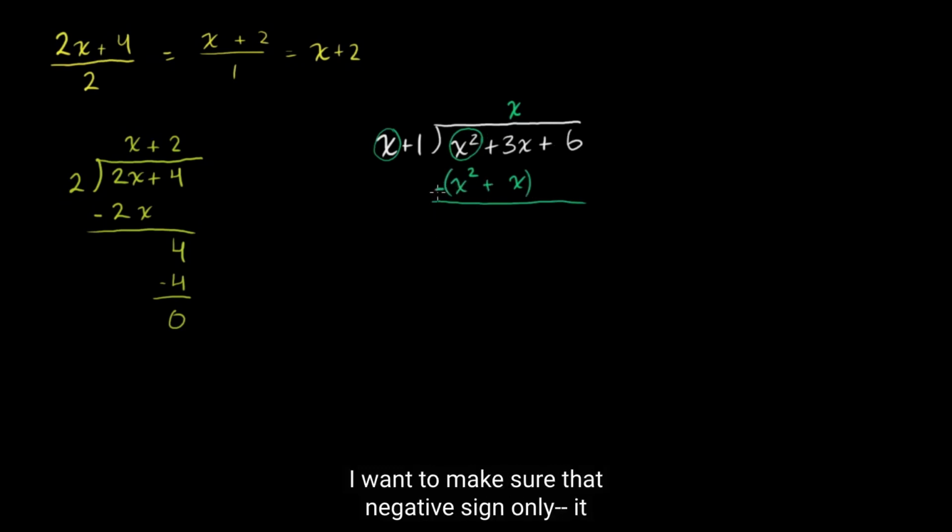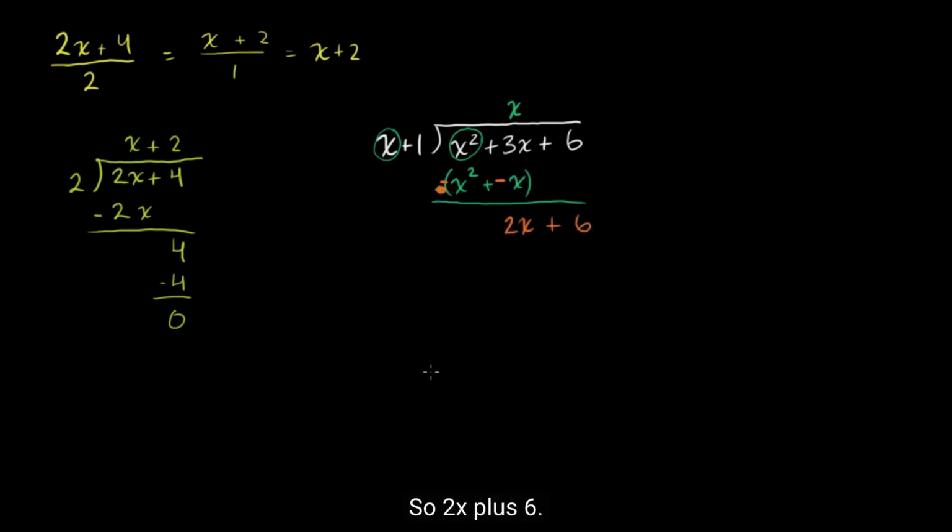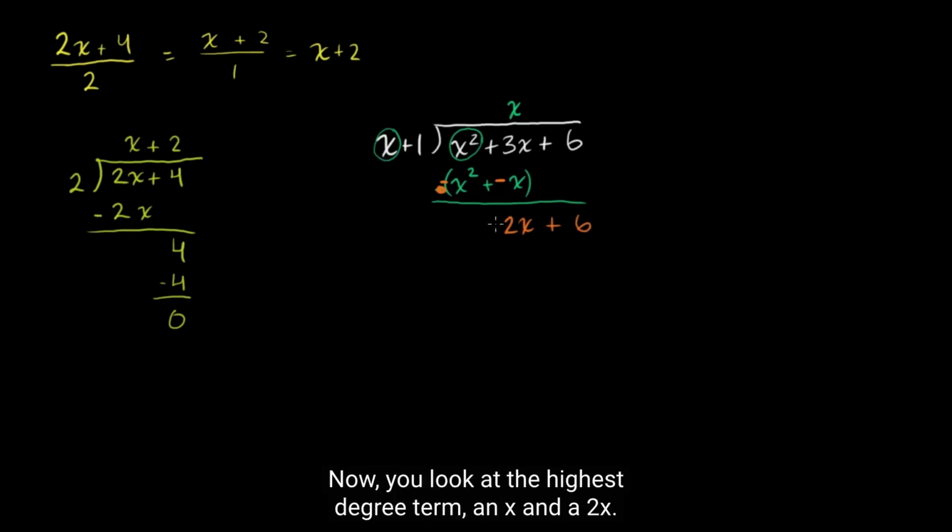Make sure that the negative sign applies to this whole thing. So x squared minus x squared, those cancel out. 3x, this is going to be a minus x. Let me put that sign there. This is minus x squared minus x. Just to be clear, we're subtracting the whole thing. 3x minus x is 2x. And then you bring down the 6, or 6 minus 0 is nothing. So 2x plus 6.